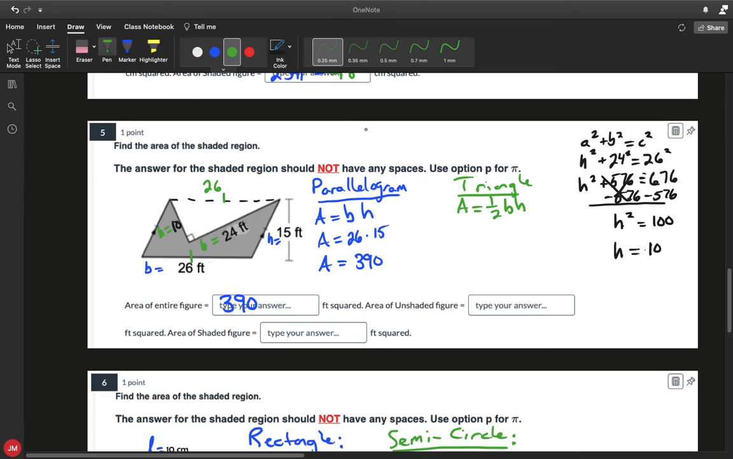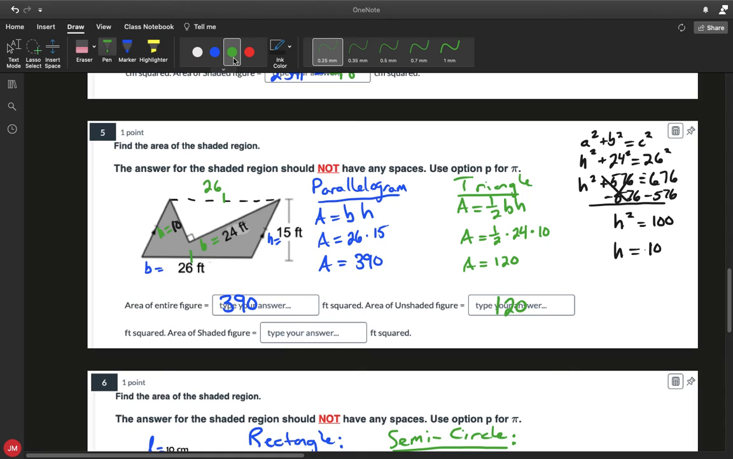So now we should have everything we need to find the area for our triangle. We're going to take 1/2 multiplied by our base, which we knew was 24, multiplied by the height that we just found, which was 10. And when we simplify that, we're going to come up with an area of 120. So that would be the area for our unshaded figure.